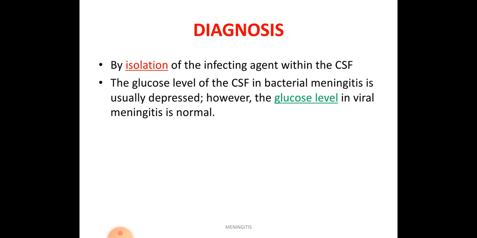Then what will be the difference between bacterial meningitis and viral meningitis by testing? Here it is explained. The glucose level in CSF in bacterial meningitis is usually reduced, but in viral meningitis the glucose level is not reduced. It is maintained, it is normal. Clear? So if the glucose level is reduced, it is bacterial meningitis. If the glucose level is not reduced, it is viral meningitis.